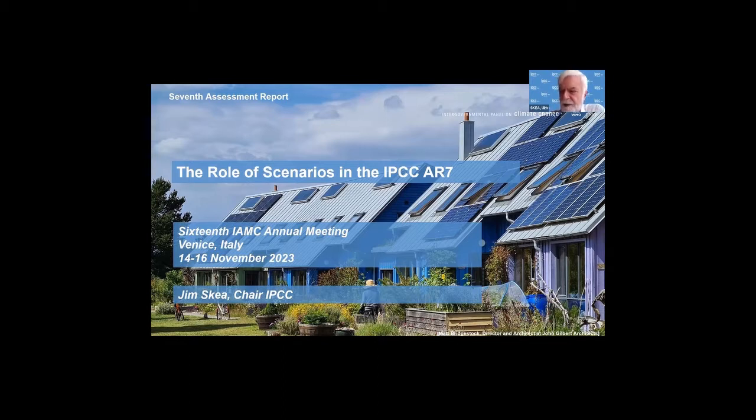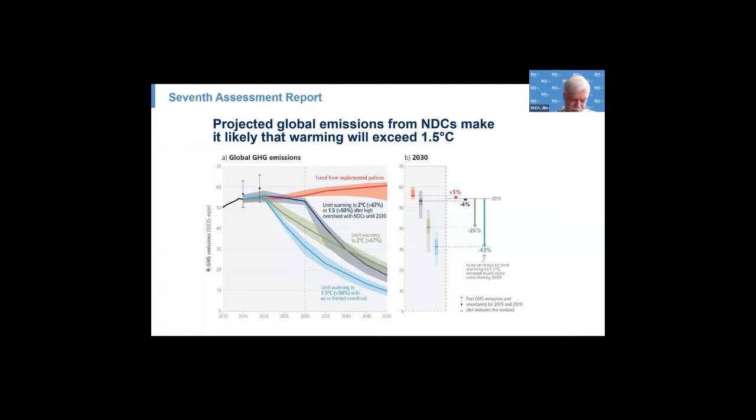And informed the technical dialogue that formed part of the first global stocktake process under the Paris Agreement. I don't know if it's possible to move the slides on at this point. Otherwise, I'll just have to, yeah, thanks. But as well as being under the sun, the integrated assessment community has also been in the spotlight.